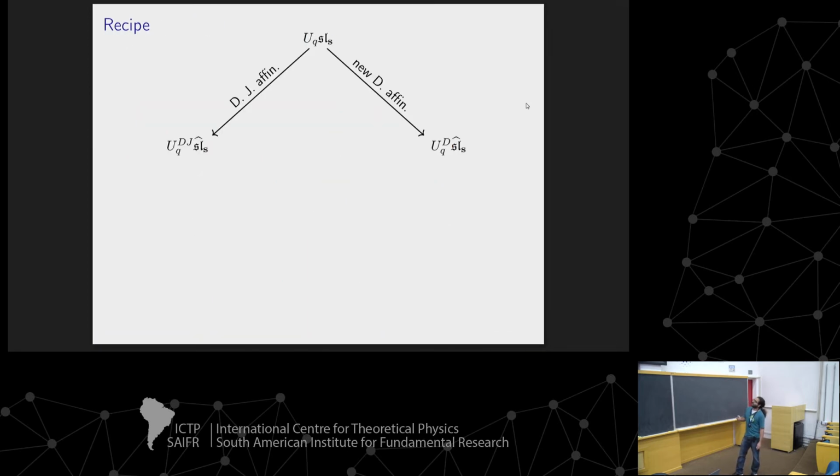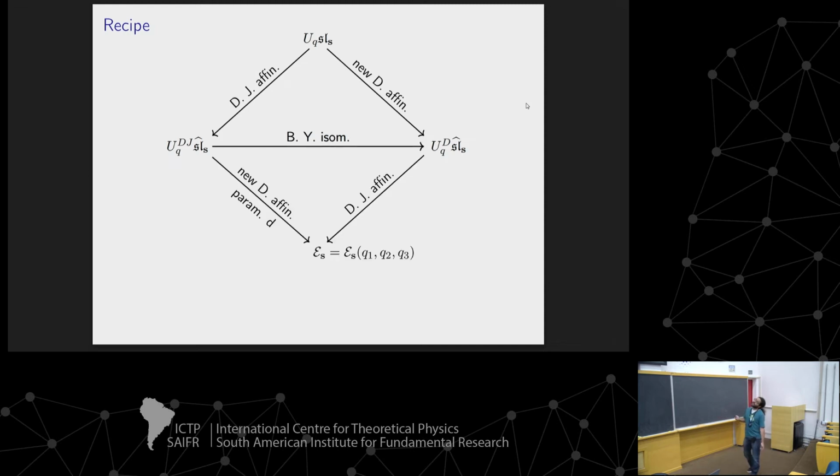The best way to think about this is by this picture. Summarizing everything that I said, we start with U_q sl(m|n), and then you have two ways to do the affinization. We know that these two algebras are isomorphic. In the even case, this was proved by Beck, and in the super case, this was proved by Yamane. And then you can do this again. If you do the new Drinfeld affinization starting from the Drinfeld-Jimbo affinization, you get to the quantum toroidal algebra, or the same thing if you do it this way. You can also think that you are doing quantization twice, so you depend not only on q, but now on q and d.